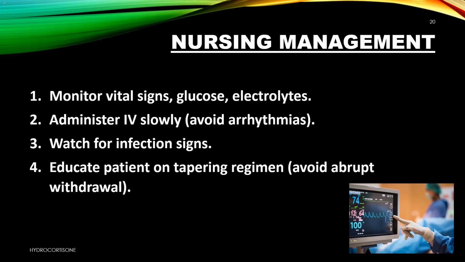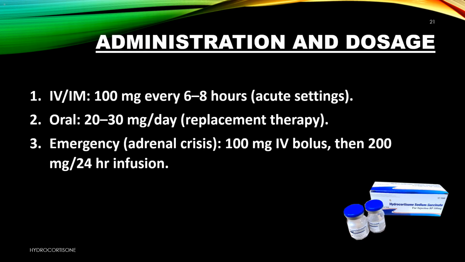4. Patient education. Nurses should educate patients on the importance of tapering the dose of hydrocortisone when discontinuing treatment, as abrupt withdrawal can lead to adrenal insufficiency and other complications. Administration and dosage of hydrocortisone. 1. IV/IM administration. In acute settings, hydrocortisone can be administered intravenously or intramuscularly at a dose of 100 mg every 6 to 8 hours, providing rapid glucocorticoid support.